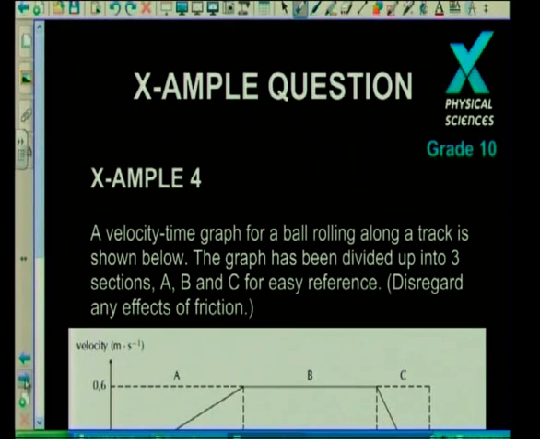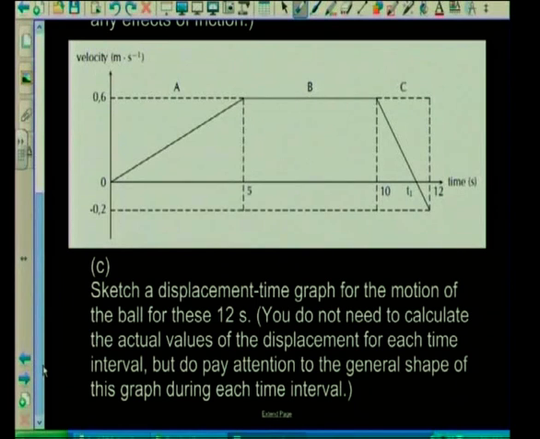Then, next question. Here, I want to leave that one out. We're going to go to here. Sketch a displacement time graph for the motion of the ball for the 12 seconds. They're very nice here because they say to you, you do not need to calculate the actual values of the displacement, but you do need to pay attention to the general shape.